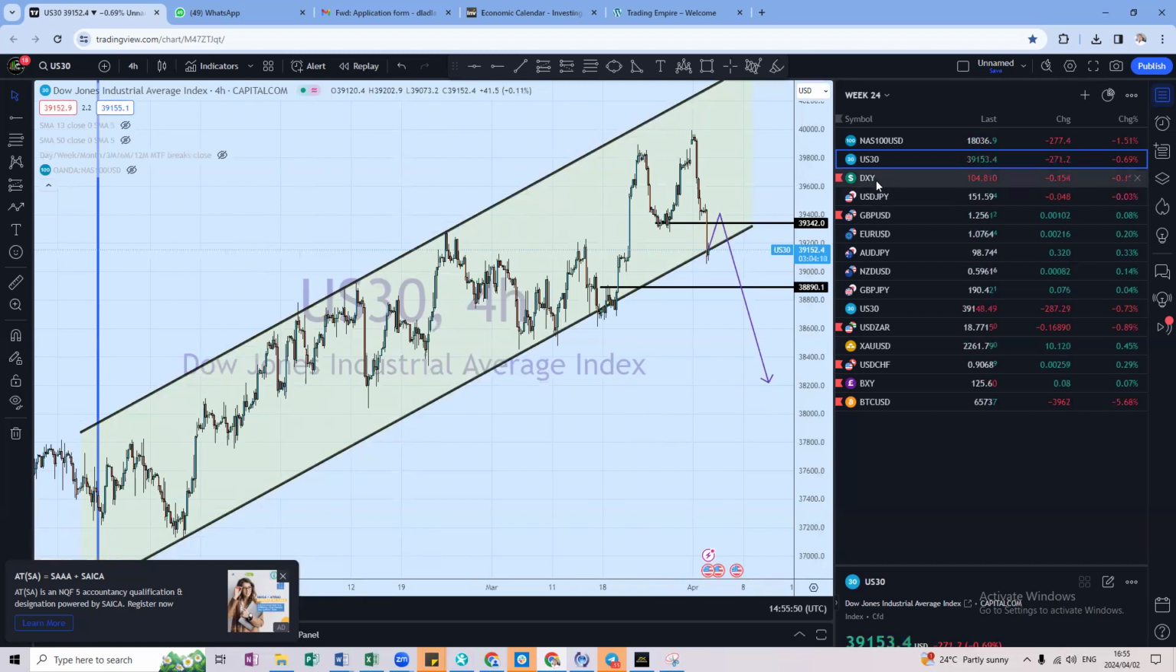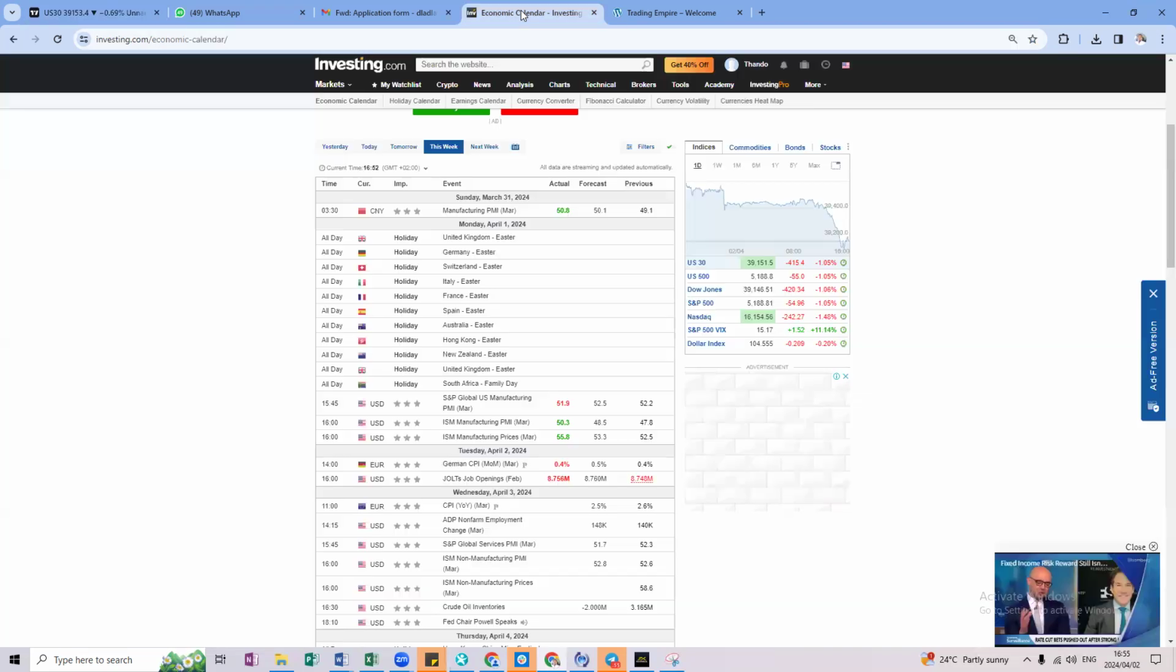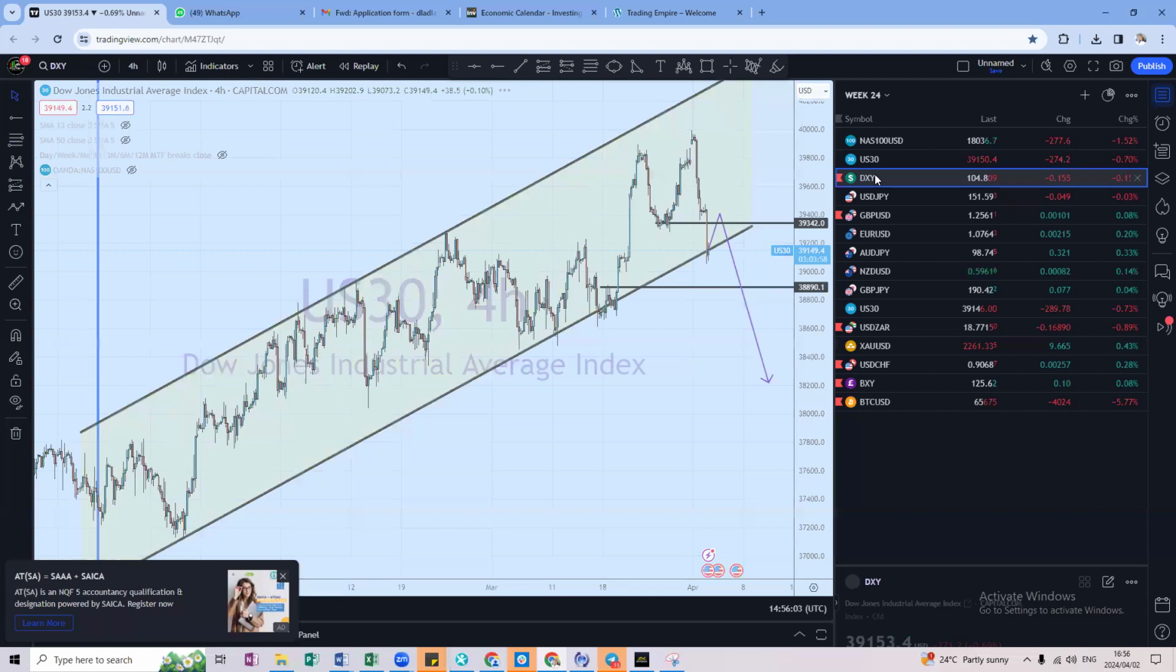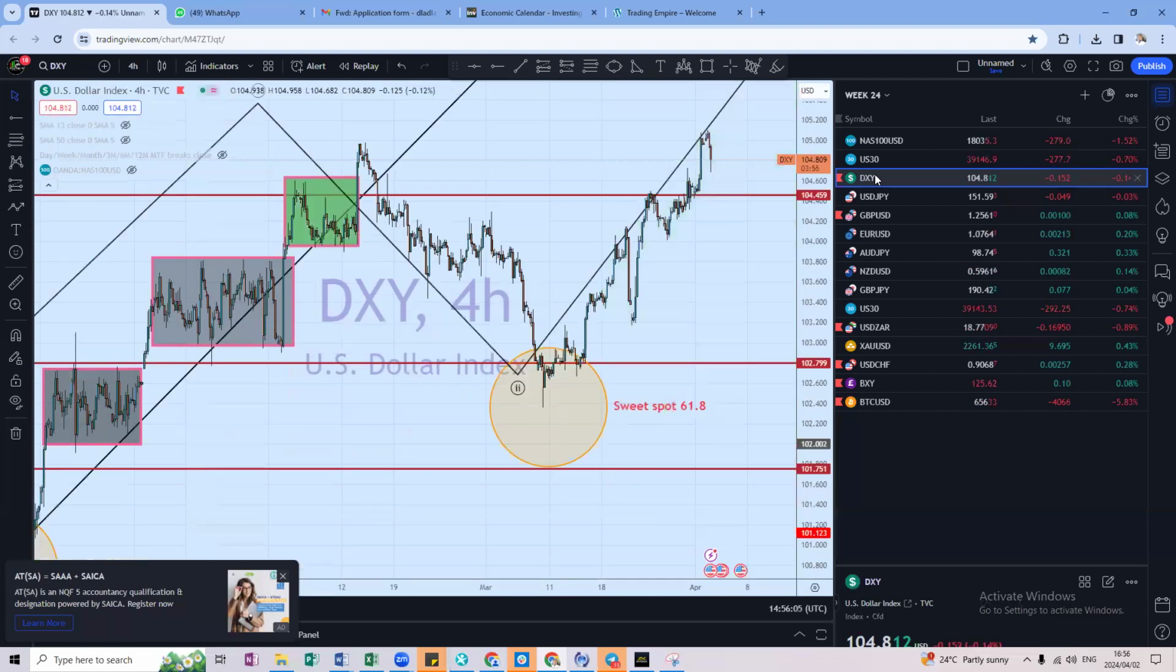Okay. Now, as we've seen, it's a dollar week. There's a lot of dollar news and a little bit of euro news for the week. So let's look at that right now. Moving forward. Dollar.